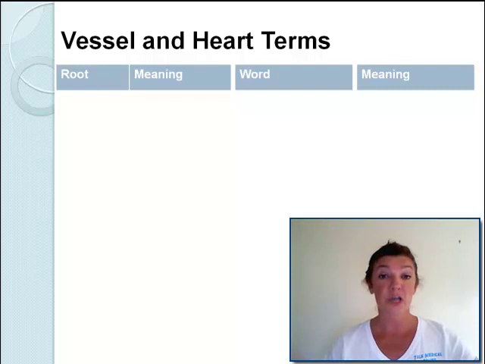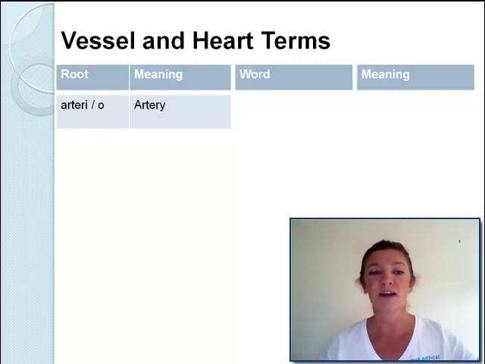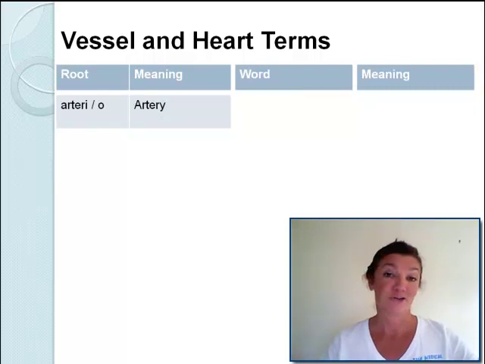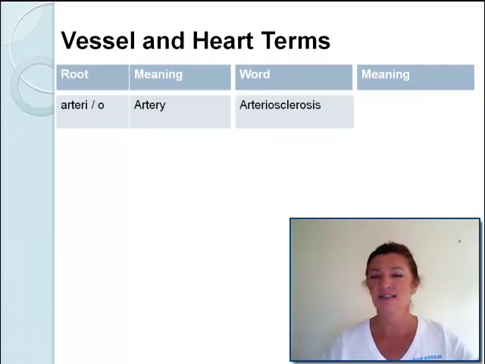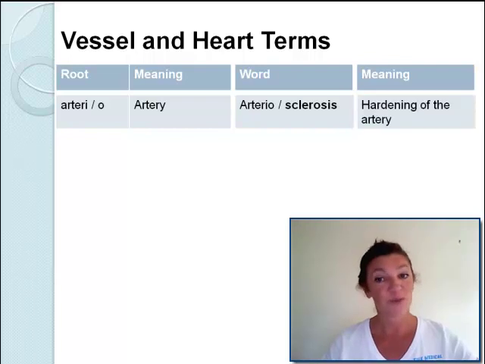Let's look at the root terms associated with the heart and the vessels. So our first one, arteri with an I, or arter with a Y, means artery. Our word example, arteriosclerosis. Let's break it down. Well, sclerosis means hardening, so arteriosclerosis will be hardening of the artery.